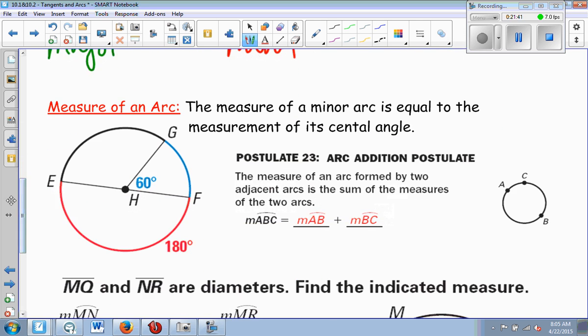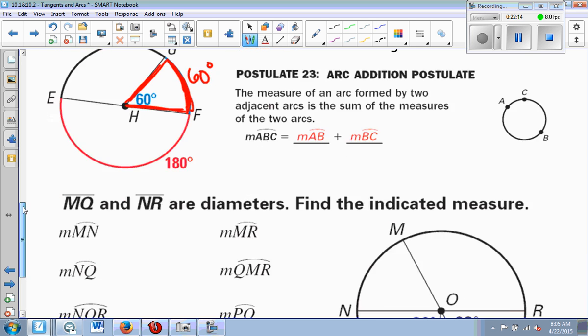Coming down, arcs have two different kinds of measurements. They have a degree measure and they have this thing called arc length. So here we're just going to talk about their degree measure. All we need to know is that the measure of an arc is always the same degree measure as its central angle. So since the central angle GHF is 60, that means that the arc measure for GF is 60. Arcs and their central angles always have the same degree measure.